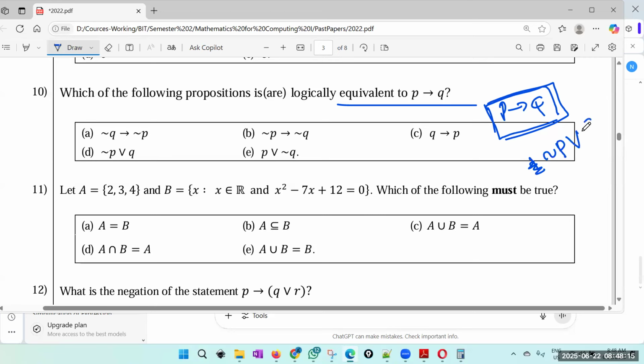Not P or Q. That means either Q has happened or P has not happened, right? So that is the equivalent statement. Why? Whenever P happens, Q happens. So therefore, either Q must have happened or P has not happened. Those are the two possibilities, because whenever P happens, Q happens.